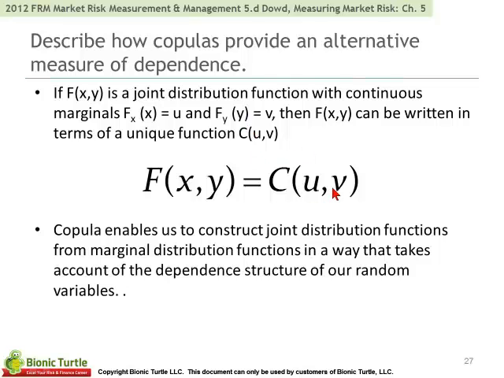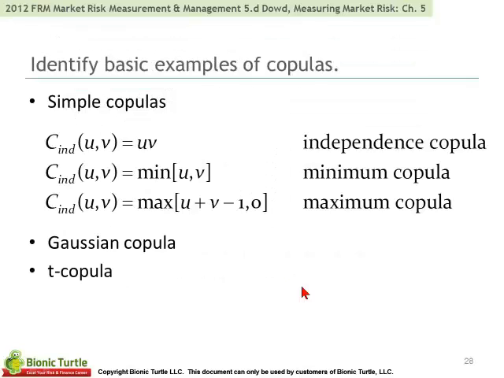The copula function is the glue that allows us to bind these together and characterize a joint distribution function, F of x,y. So the copula enables us to construct a joint distribution function from the marginals in a way that takes into account the dependence structure of our random variables. Dowd looks at some simple copulas: independence, minimum, maximum, and then we have Gaussian copula, T-copula, a whole long list of possibilities. There's really no limitation to the copula function that we can employ.